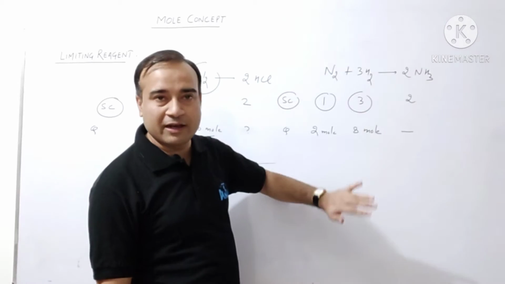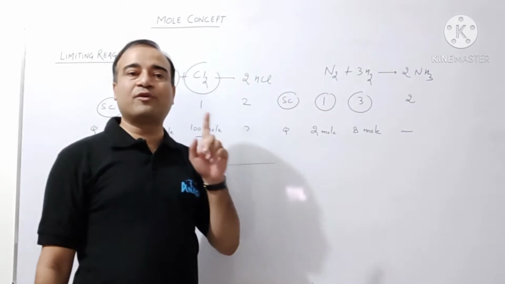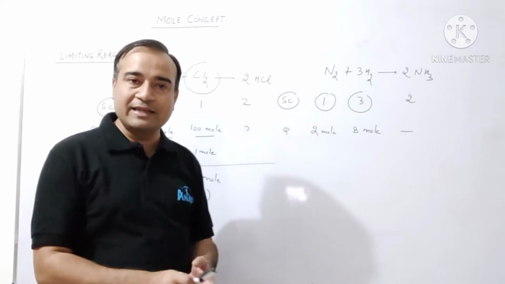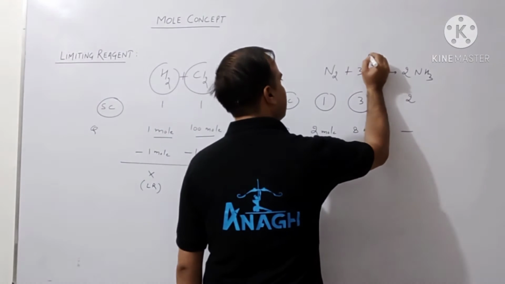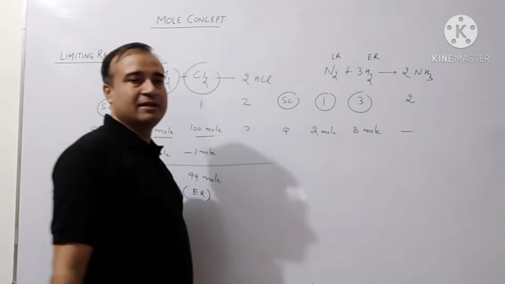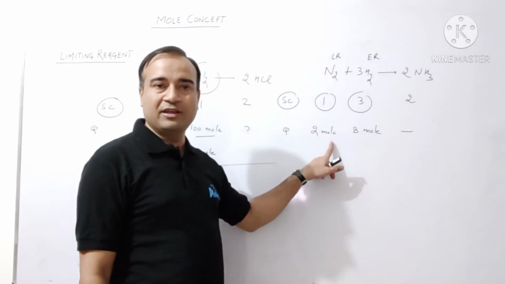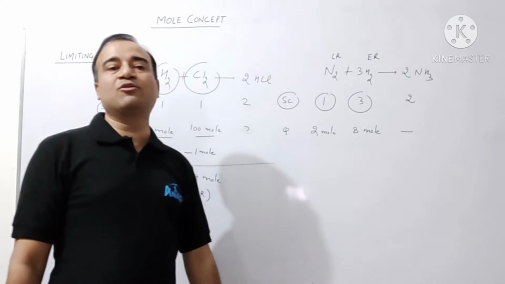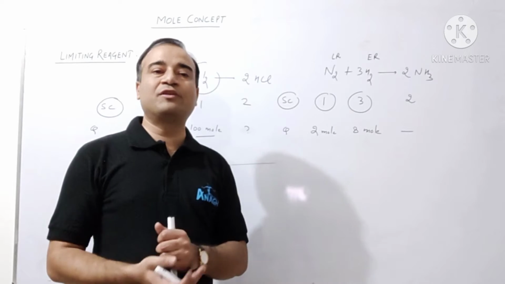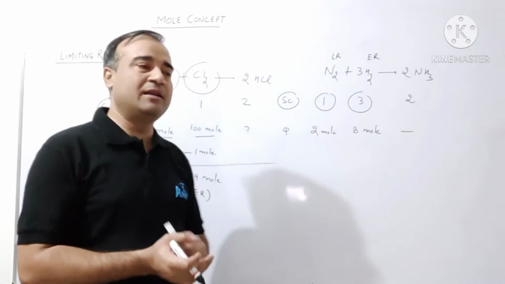But in the question we are given 8 moles of hydrogen. It means the amount of hydrogen is given in excess. So this reagent must be the excess reagent and the other reagent must be the limiting reagent. So we can say to react 2 moles of nitrogen, we require 6 moles of hydrogen, but in the given question 8 moles of hydrogen are given. So we can say hydrogen is the excess reagent and nitrogen is the limiting reagent.